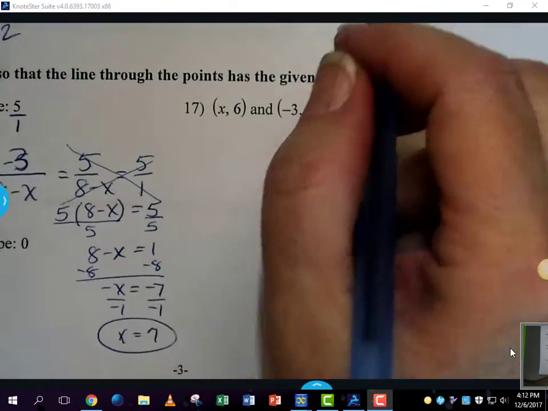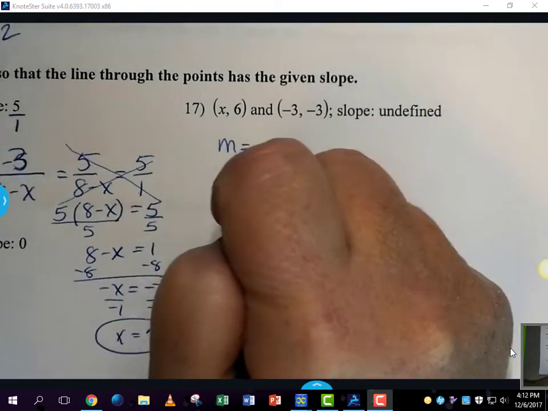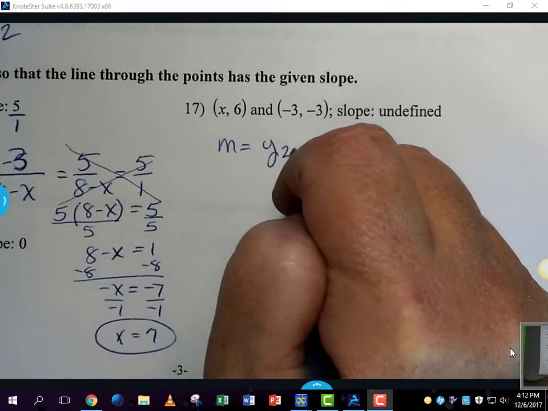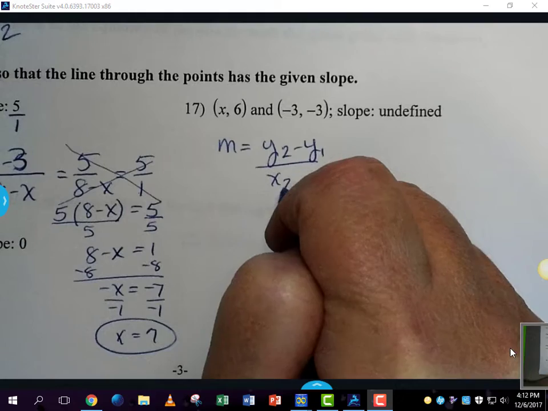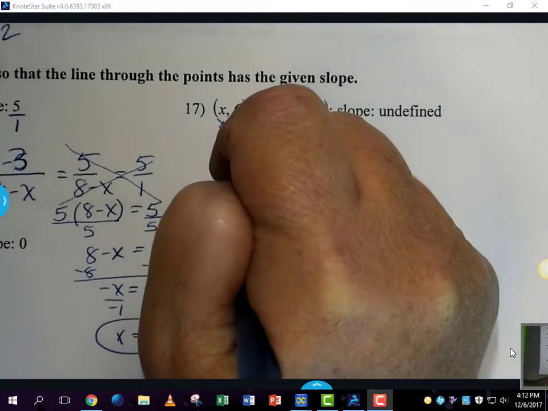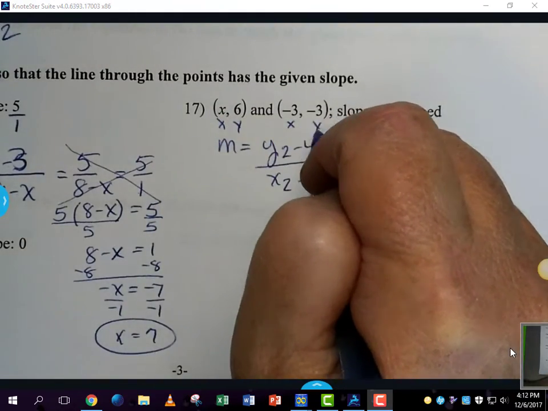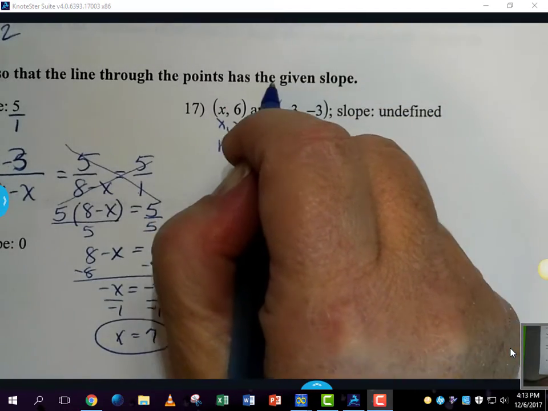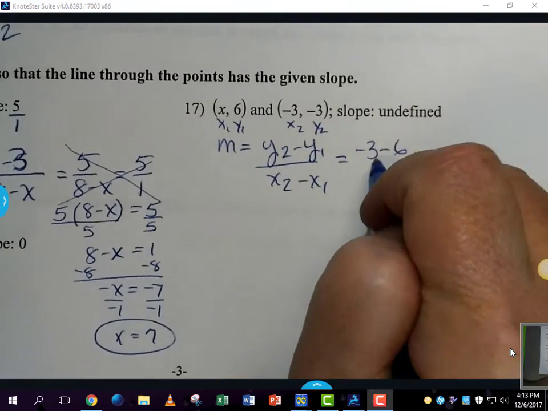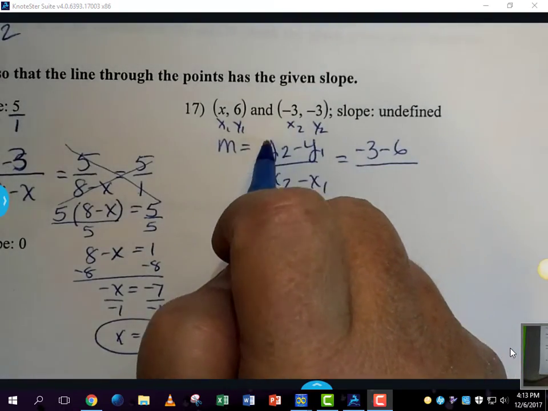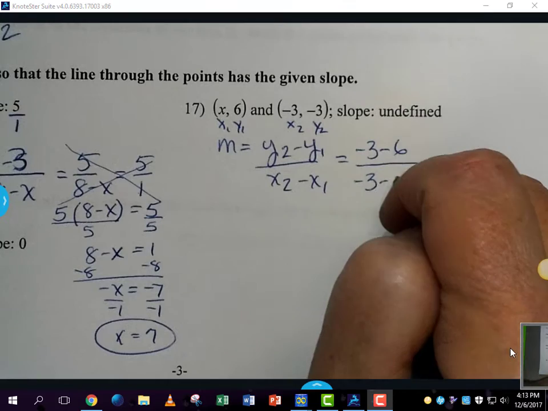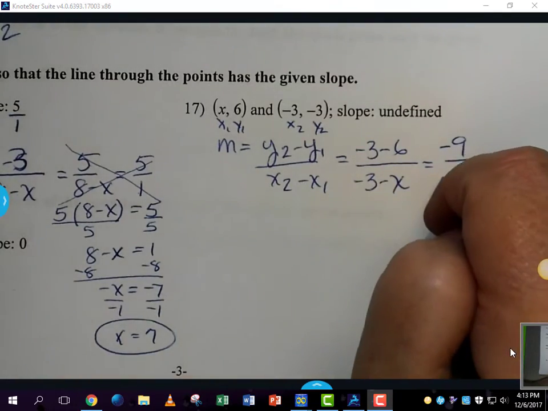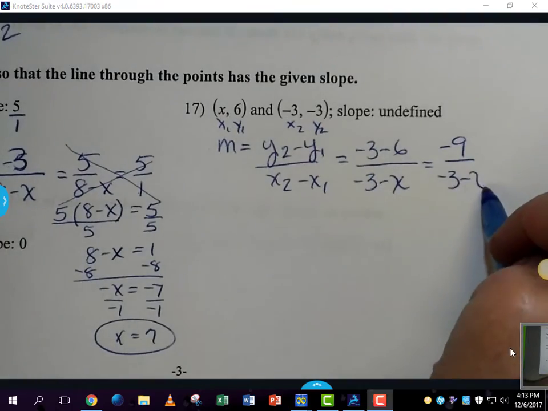Number 17, same process. I know that slope is the change in y over the change in x, which is y sub 2 minus y sub 1 over x sub 2 minus x sub 1, x, y, 1s and 2s. Okay, so I'm going to have negative 3 minus 6 divided by negative 3 minus x. Then I will simplify and I will get negative 9 divided by negative 3 minus x.